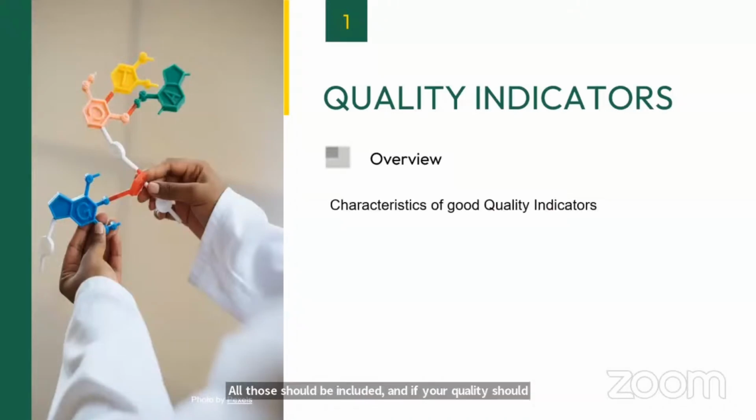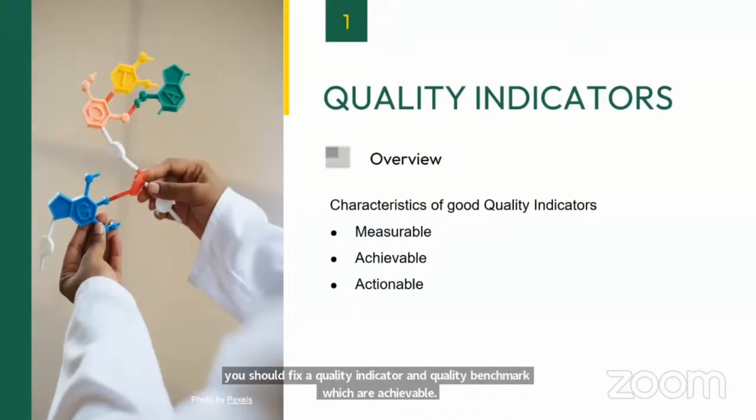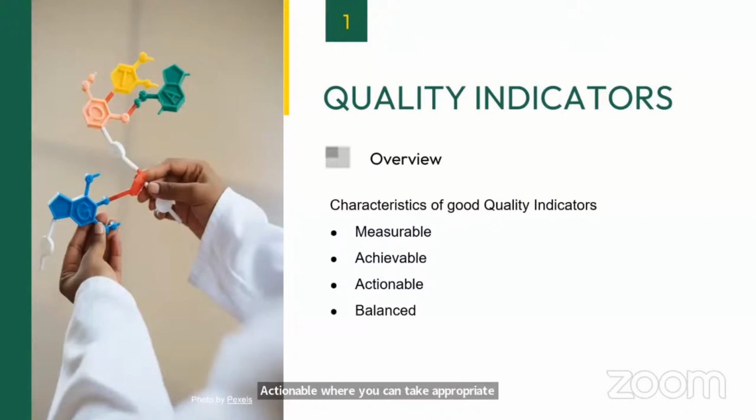What are the characteristics of a good quality indicator? It must be measurable. So you should monitor only those things which you will be able to measure. It should be a measurable quantity or a measurable process. It should be achievable. As I have mentioned, a turnaround time of less than half an hour is not achievable. So you should fix a quality indicator and quality benchmark which are achievable, actionable, where you can take appropriate actions if something goes wrong. It must be balanced.